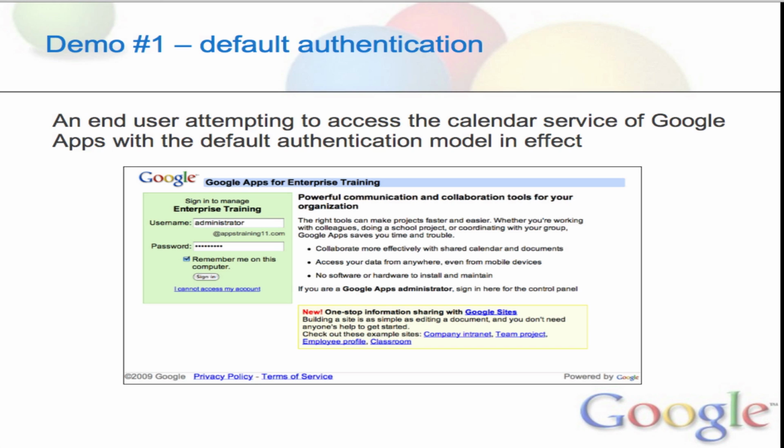And in the default authentication model, this is typically what we see: the username and password prompt within the web page of Google Apps. So we'll see the username and password. And this screen here is not customizable.